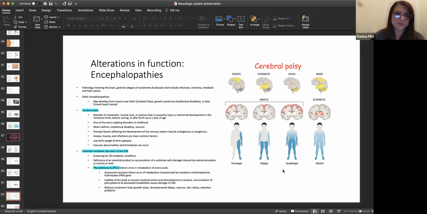Cerebral palsy is a disorder of movement, muscle tone, or posture that is caused by injury or abnormal development in the immature brain, and this can occur before, during, or after birth up to 1 year of age. This is one of the most crippling disorders of childhood. Patients may have motor deficits, intellectual disability, and seizures.